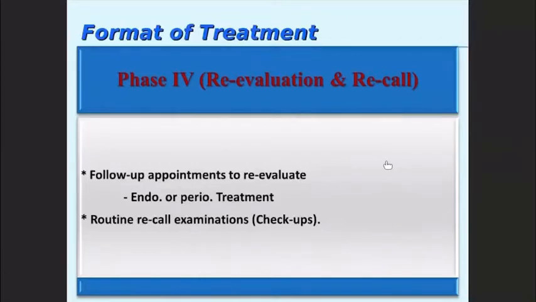But this should be a part of your treatment plan, because once you do some endo procedure, you need to recall the patient maybe after 6 months or 3 months to check how the patient is doing. So this has to be a part of your treatment plan for a successful treatment. So basically, in the general format, what I have discussed is 4 phases of treatment planning: phase 1, management of pain and acute infections; phase 2, disease control; phase 3, restoration of function and aesthetics; and phase 4, re-evaluation and recall.